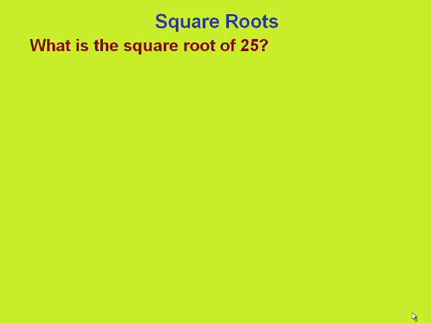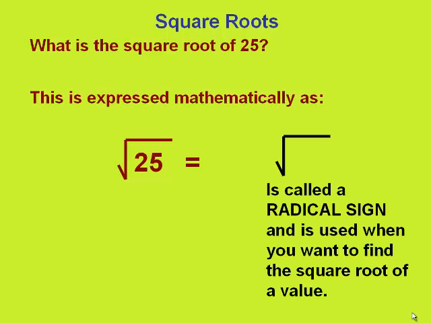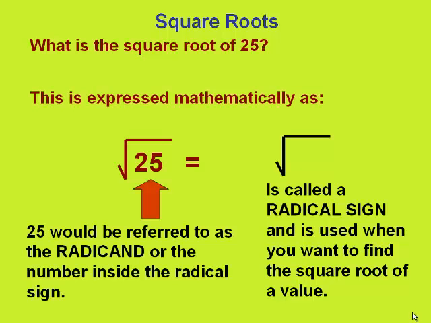What would the square root of 25 be? In math terms, it would be written as follows. That funny symbol in front of the 25 is called a radical sign and is used when you want to find the square root of a number. 25 would be referred to as the radicand, or the number inside the radical.